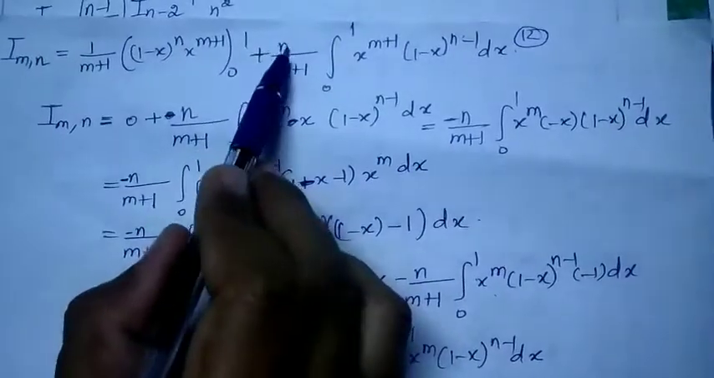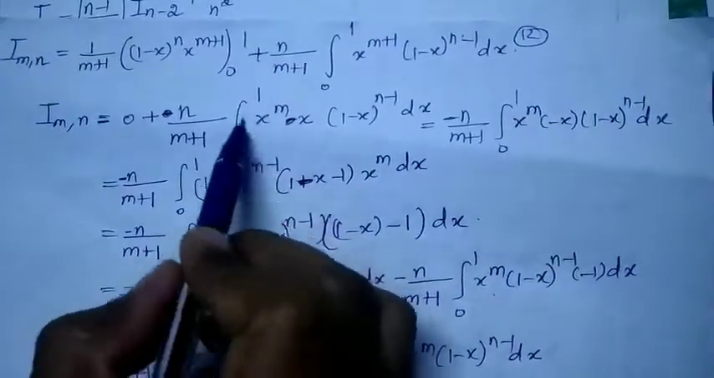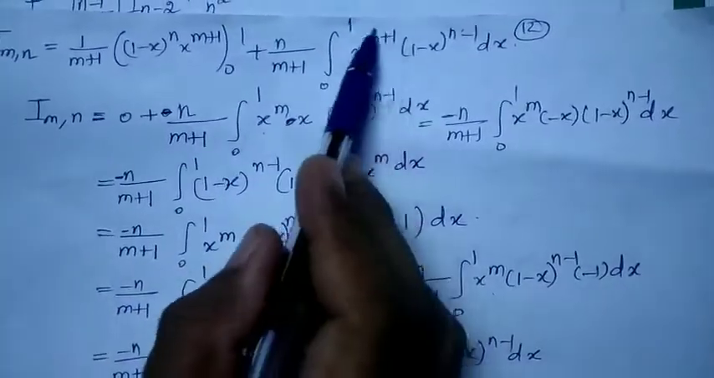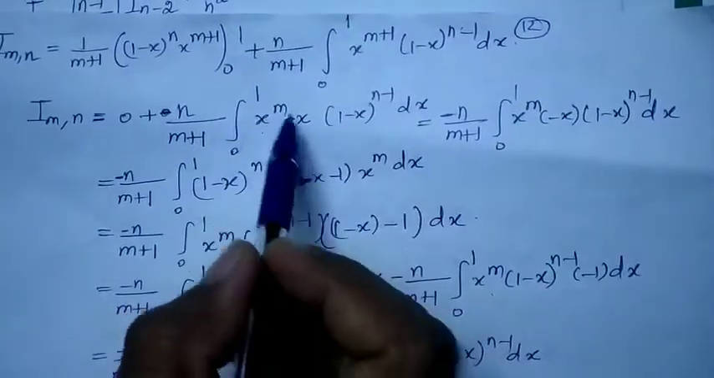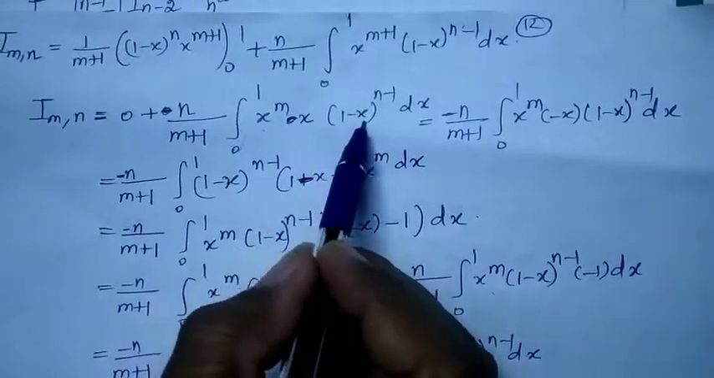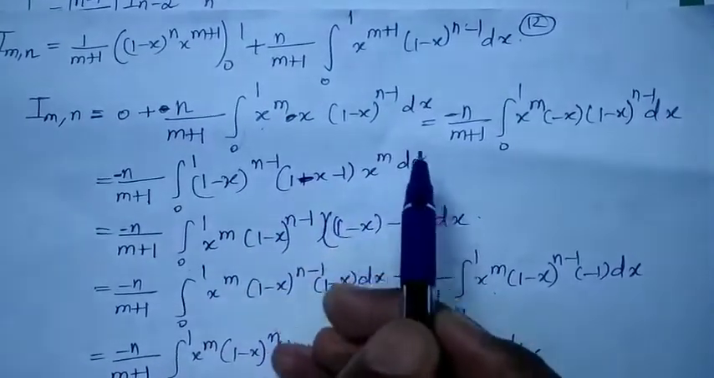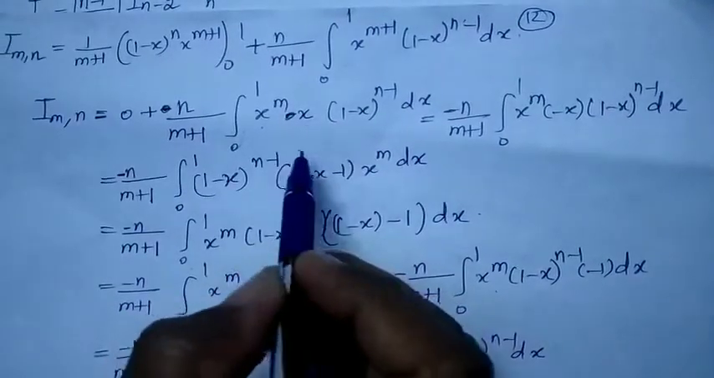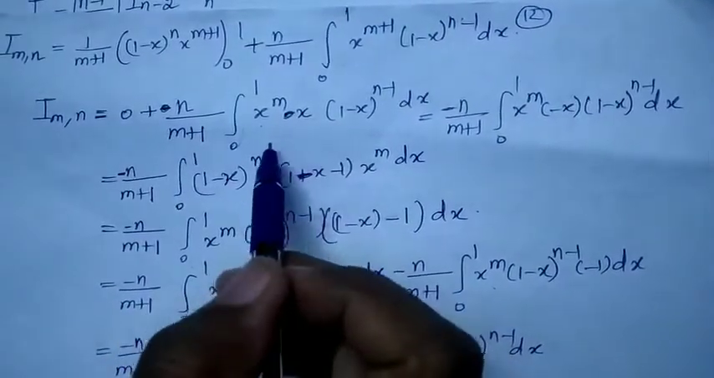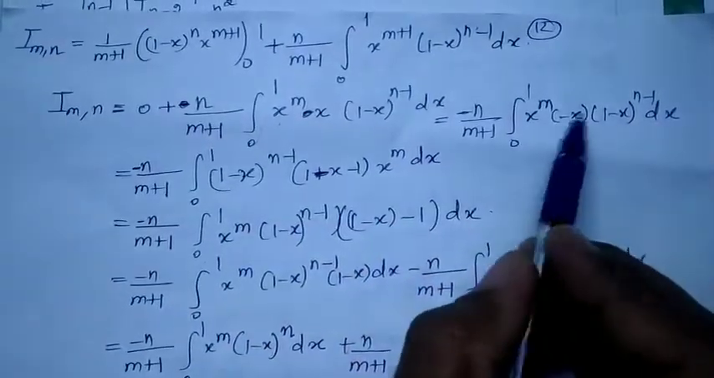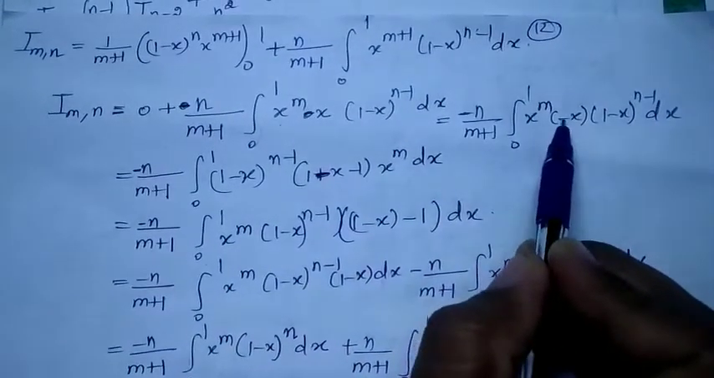Now n by m plus 1 into integral 0 to 1 x power m plus 1. I am splitting as x power m into x. Again 1 minus x the whole power n minus 1 into dx, right? So now what I am going to do is multiply by 1 minus, right? So when you multiply, listen now, I am going to take 1 minus here and put a minus sign here.